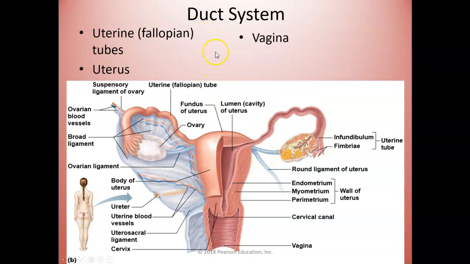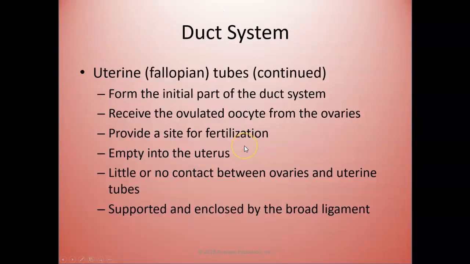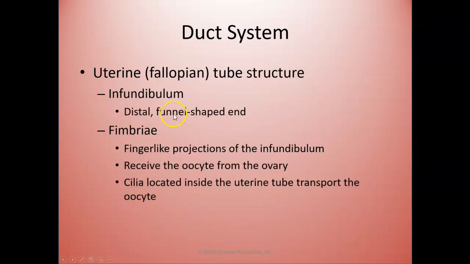So next we want to look at the duct system. The duct system is a set of tubes: the uterine tube, or fallopian tube, the uterus, which is kind of a Y-shaped tube, I guess, and then the vagina going out that way. The uterine tubes, or fallopian tubes, form the initial part of the duct system. They receive that ovulated oocyte, and this is where fertilization normally occurs. So when the sperm meet the egg, it should happen in the fallopian tubes. The tube empties into the uterus. There's usually little or no contact between the ovaries and the uterine tube, and it's supported or enclosed by that broad ligament there.